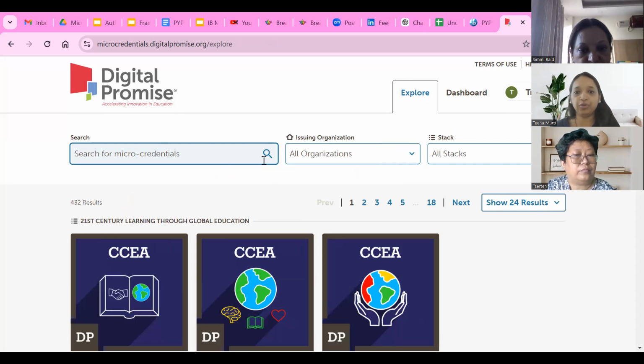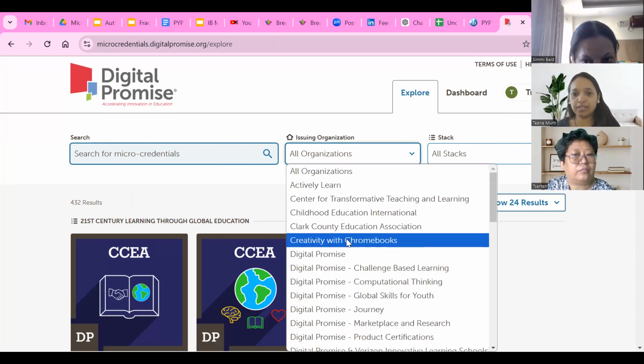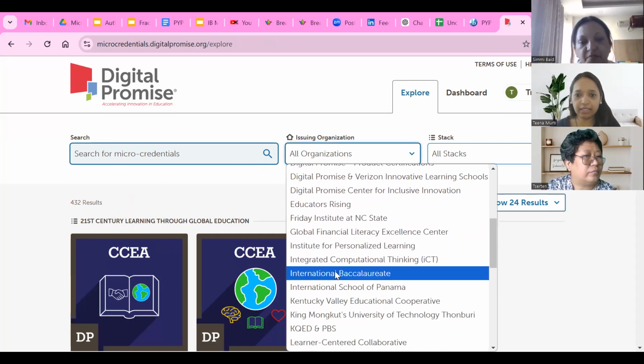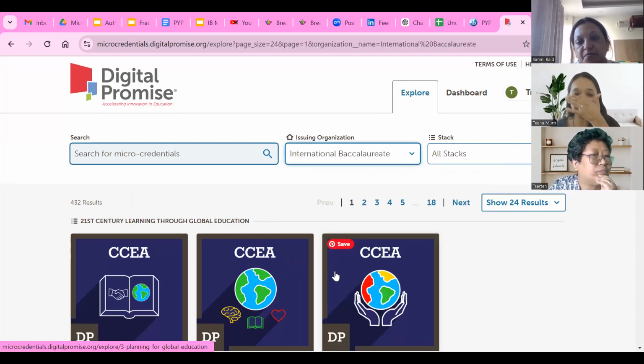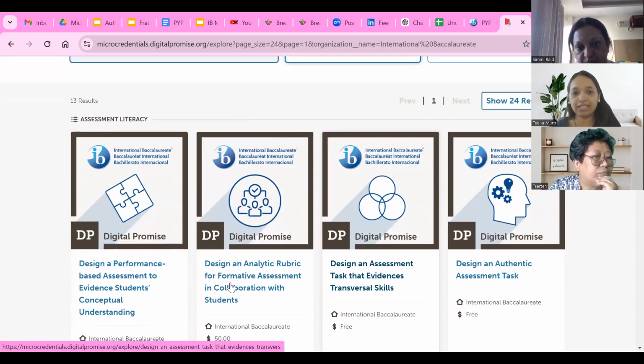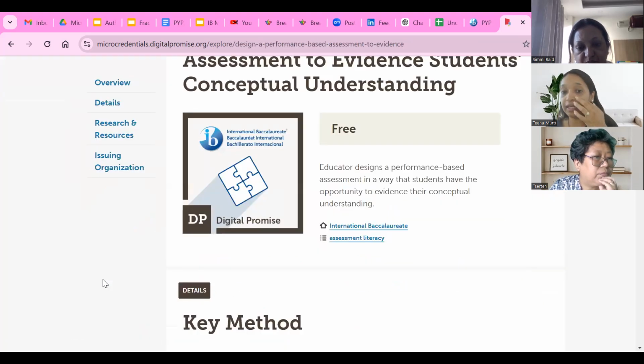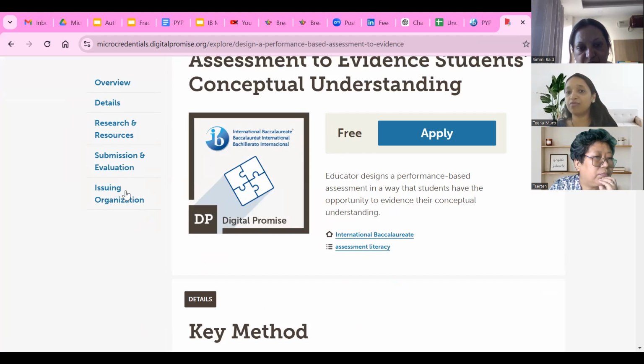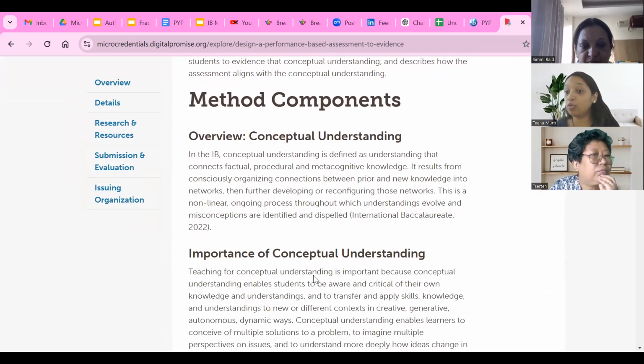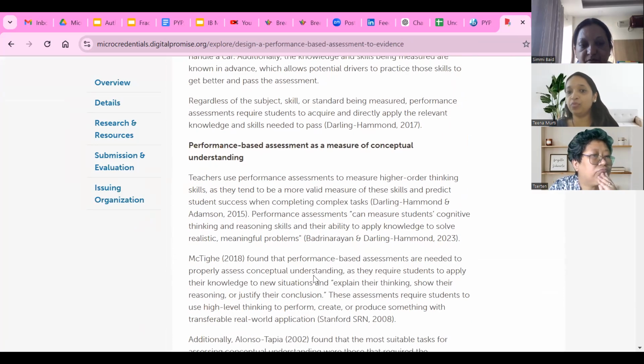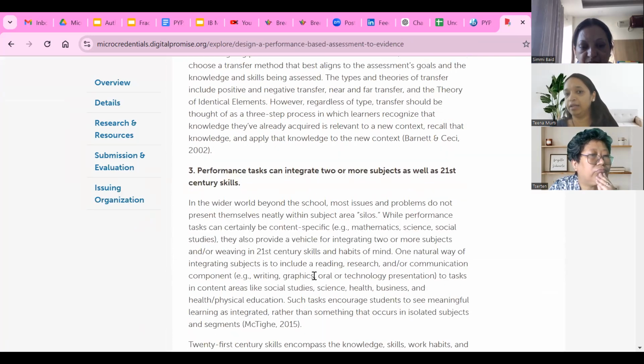Because we are all working in IB schools, among all the organizations you choose International Baccalaureate here, and then it will show you what all IB is offering. These are the topics. You can choose the topic. There is one on authentic assessment as well, which I am going to be doing. All of them are free, and then you have to apply for it. All the information is given here on how to go about it, where to submit, what to submit, all of it.